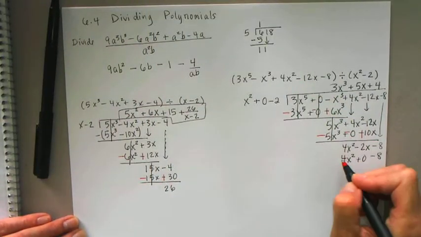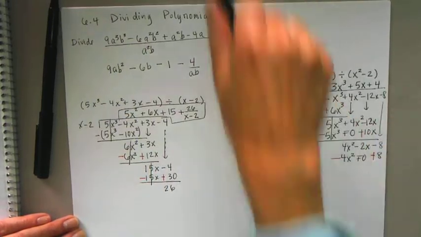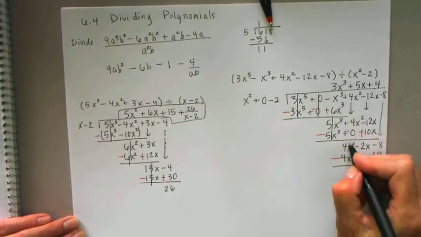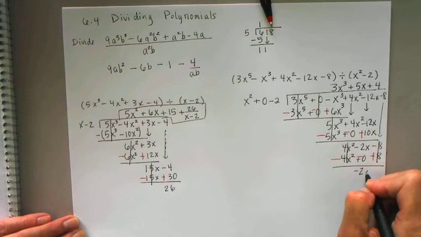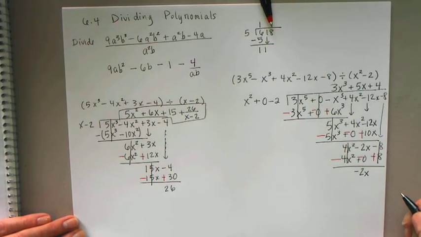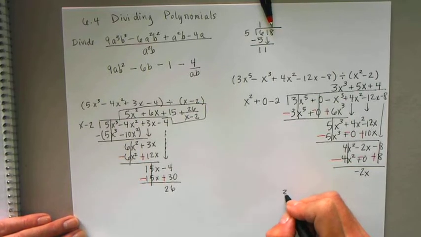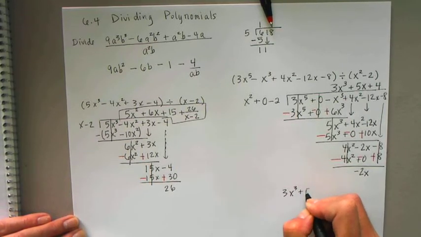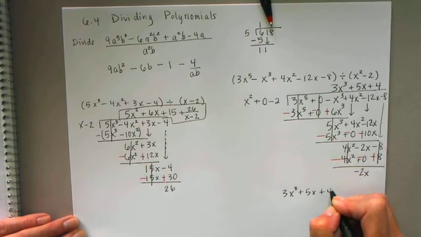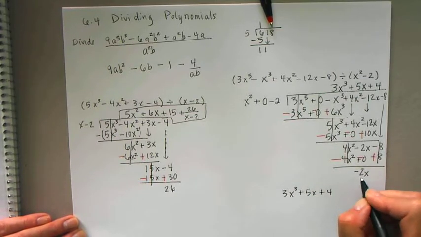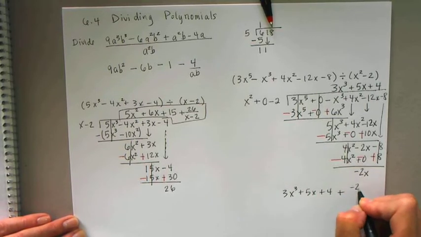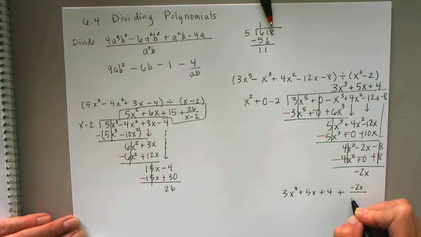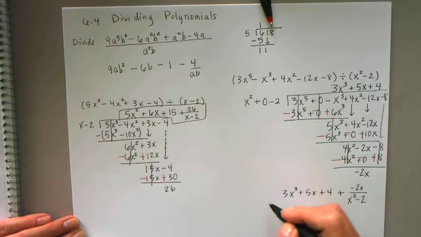And then changing every single sign, the 4x squareds cancel, and even the 8's cancel, but the negative 2x is there. And that's important because that means my answer is 3x to the 3rd plus 5x plus 4, and this is my remainder. So I could say subtract, or I can say plus negative 2x, all over what you divided by, x squared minus 2. So that's our solution.